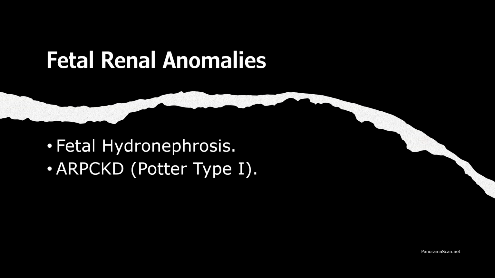Fetal hydronephrosis refers to the dilatation of the renal pelvis and calyces due to obstruction or urine flow abnormalities. It is one of the most commonly detected fetal renal conditions and may range from mild to severe, while autosomal recessive polycystic kidney disease is a genetic disorder that affects kidney development, leading to enlarged echogenic kidneys and potential complications such as oligohydramnios and lung hypoplasia.